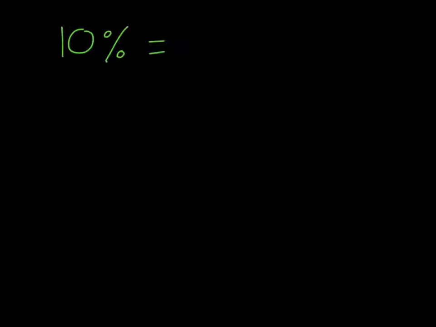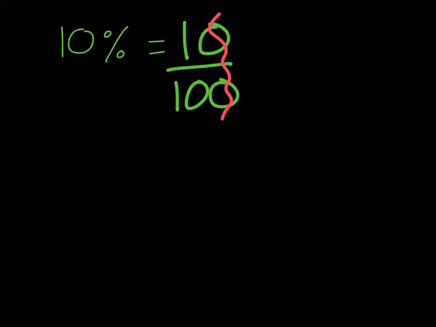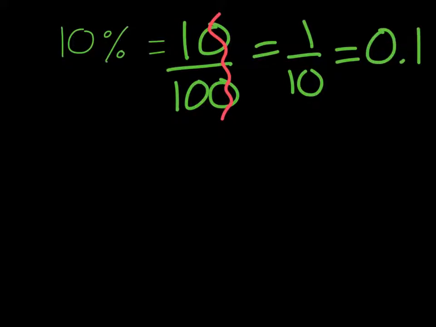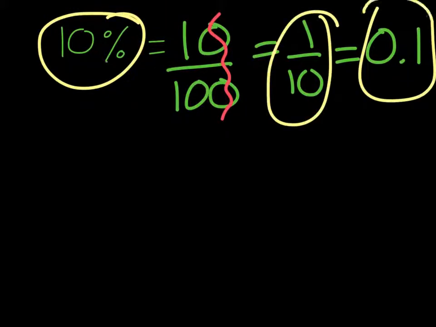So 10%, let's start there. 10% of a number. First, let's convert that to a fraction. Percent means out of 100. So 10% would be 10 out of 100. Now that can be simplified. Look, I can divide them both by 10. So that is really 1/10. And 1/10 in decimal form is 0.1. Now that's going to be kind of important to help us later. So whenever we find 10% of something, we could use any of these forms of 10% to help us calculate 10%. So let's get started.